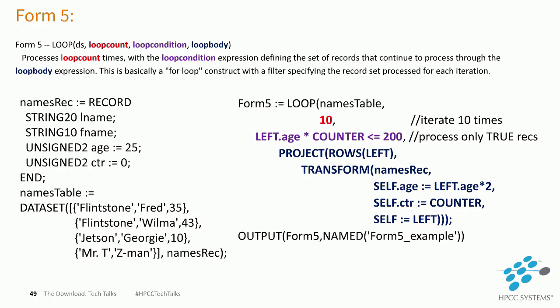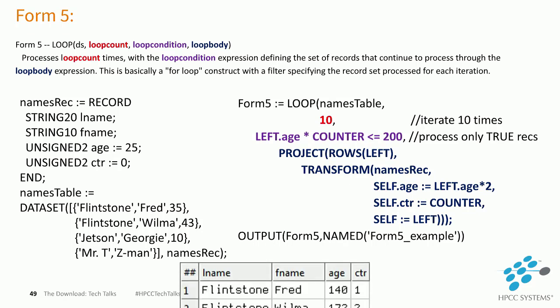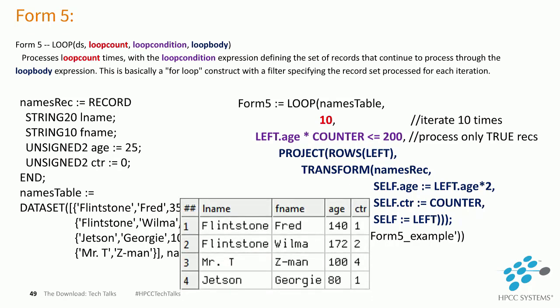Form number 5 takes loop count with loop condition. All right, so we're doing a hard-coded 10, or if the loop condition fails, then we're also going to break the loop early. So it just gives you a little more muscle there as to when you want to break the loop. And then once again here, you've got your counter values, which, once again, Georgie Jetson kind of hung out to the end there, and so that's why his counter value was low, because there was only 1 record processed in that particular loop.